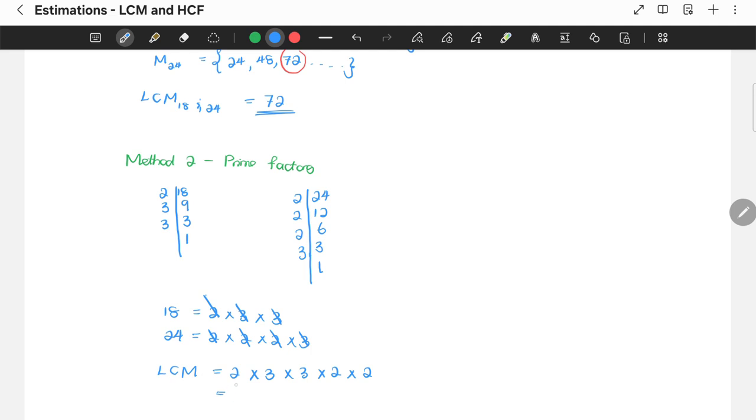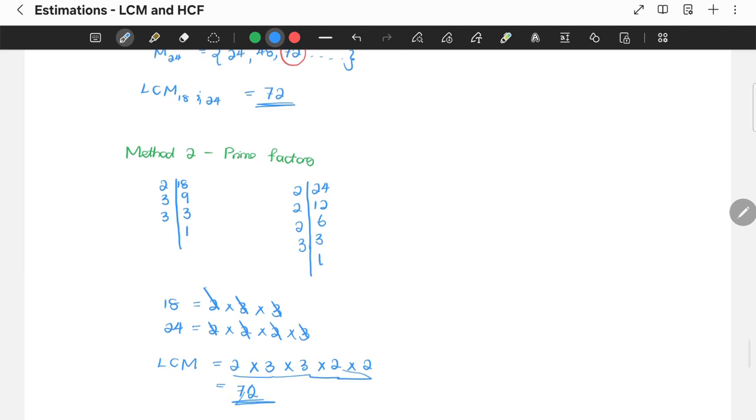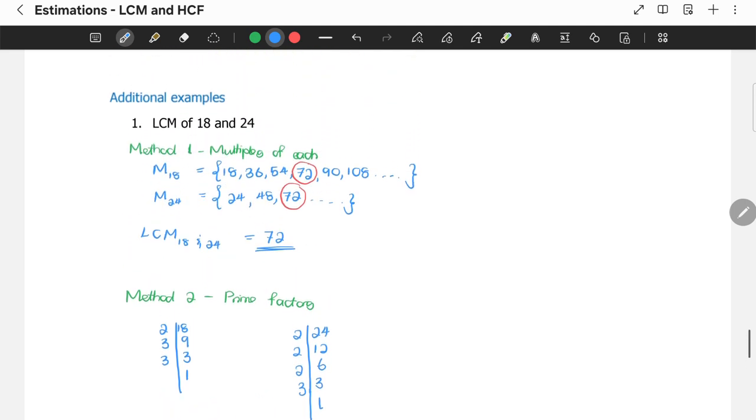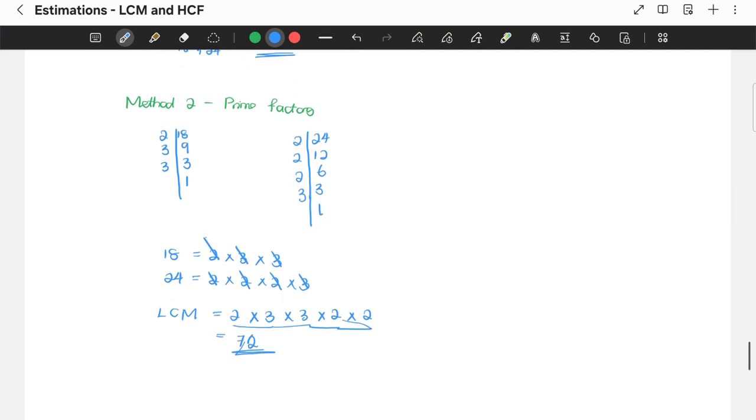And if we say 2 times 3, that's 6, times 3, that's 18, times 2, that's 36, times 2, that's, sorry, 72. So there we go. We have 72 from one of these methods. So you can choose which method works better for you or which method is easier.